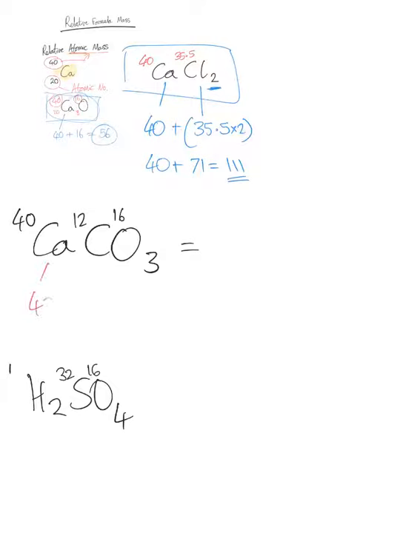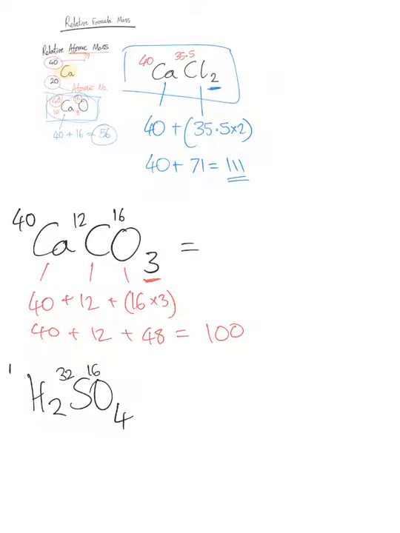So I've got a 40, add 12, add 16, but I've got 3 lots of the 16. So that's my calculation. So if I add all those together, I've got 40, add 12, add 48 equals 100.